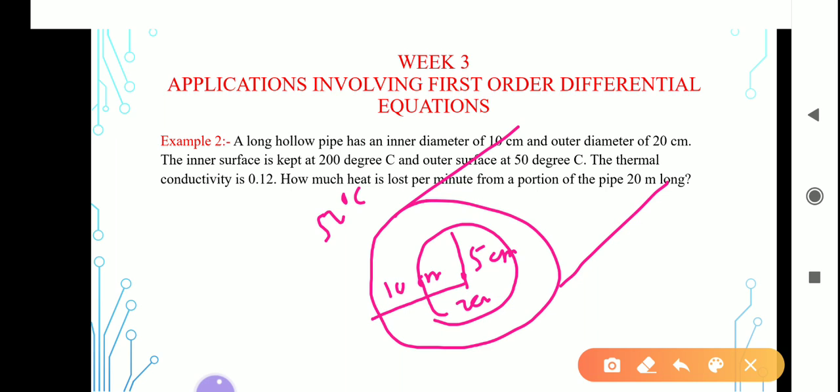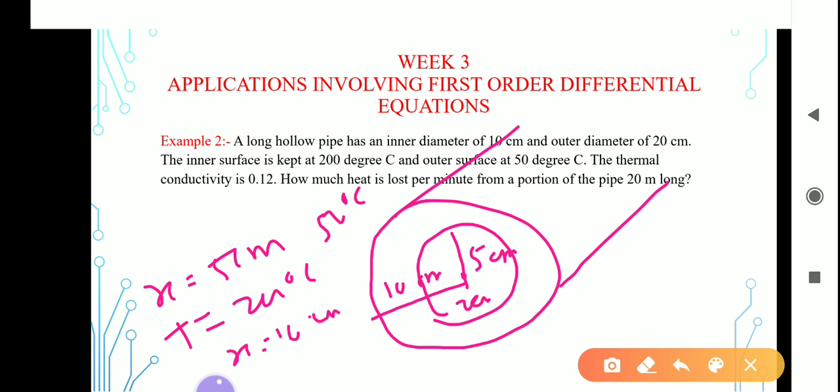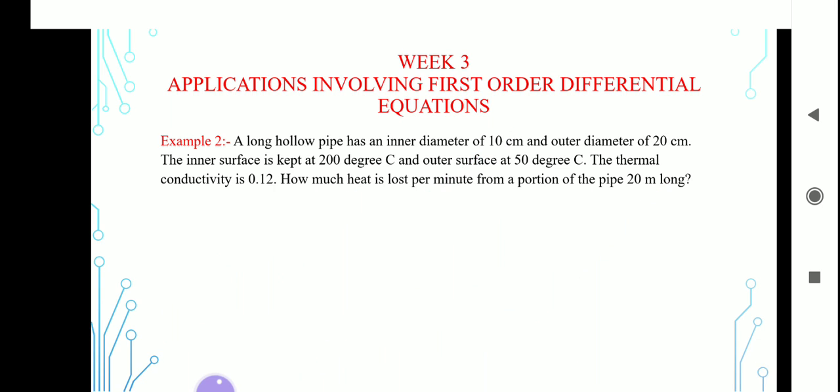How much heat is lost per minute, per minute is asked here, from a portion of the pipe 20 meter long. So we have to convert that 20 meter into centimeter and minute into second. Okay, 1 minute is 60 seconds. What is given in the problem: when x is equal to 5 centimeter, temperature T is 200 degree centigrade, and when x is equal to 10 centimeter, temperature T is 50 degree centigrade. So using this condition we have to solve this problem with the help of Fourier law of heat conduction.